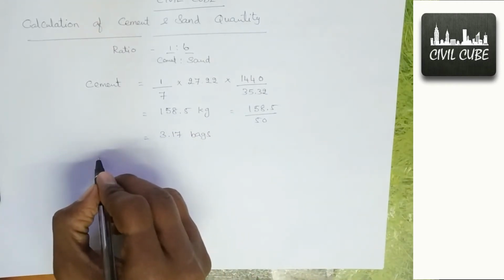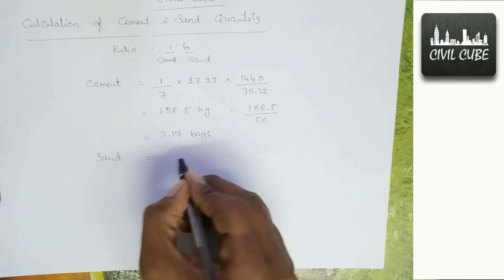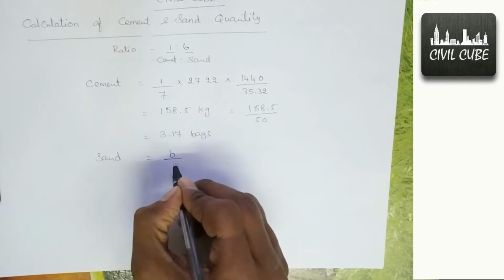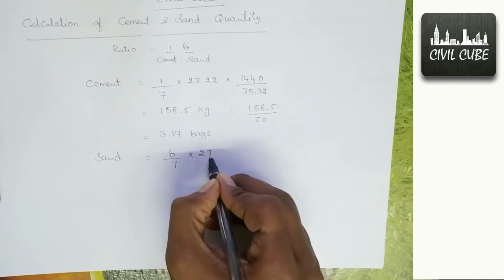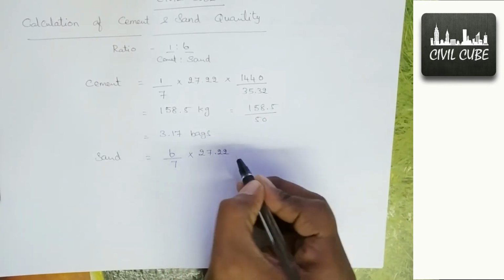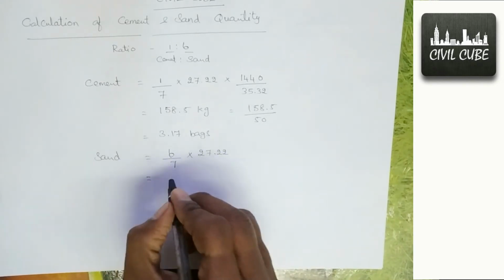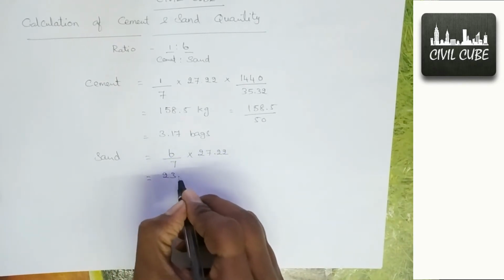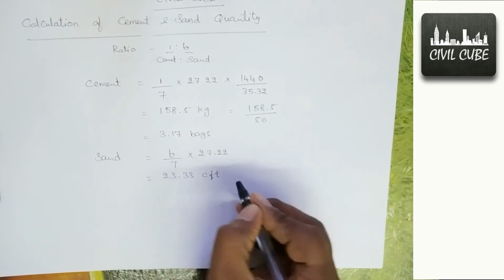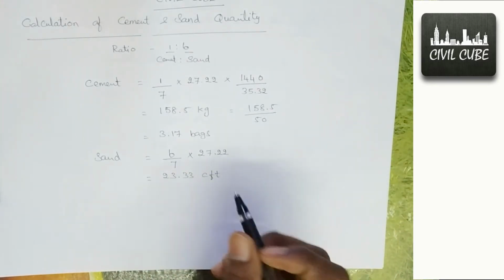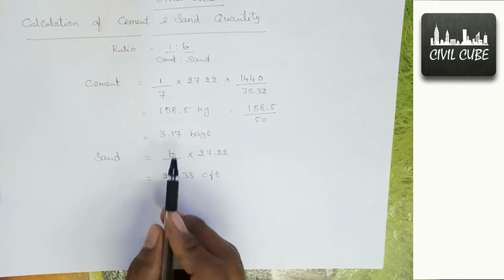In the same way we do this calculation for sand. We get sand equal to 6/7 into 27.22, it's equal to 23.33 cubic feet of sand. So this is the value of cement and sand required to construct this wall.